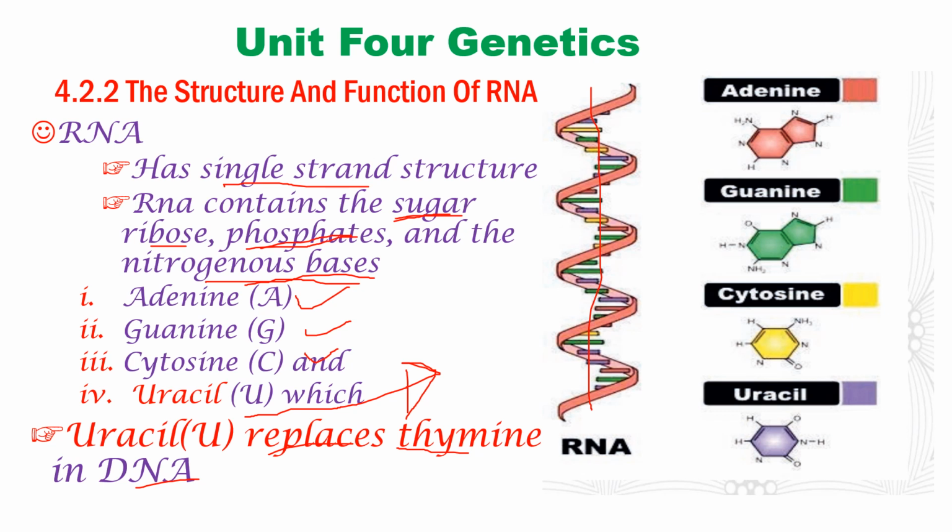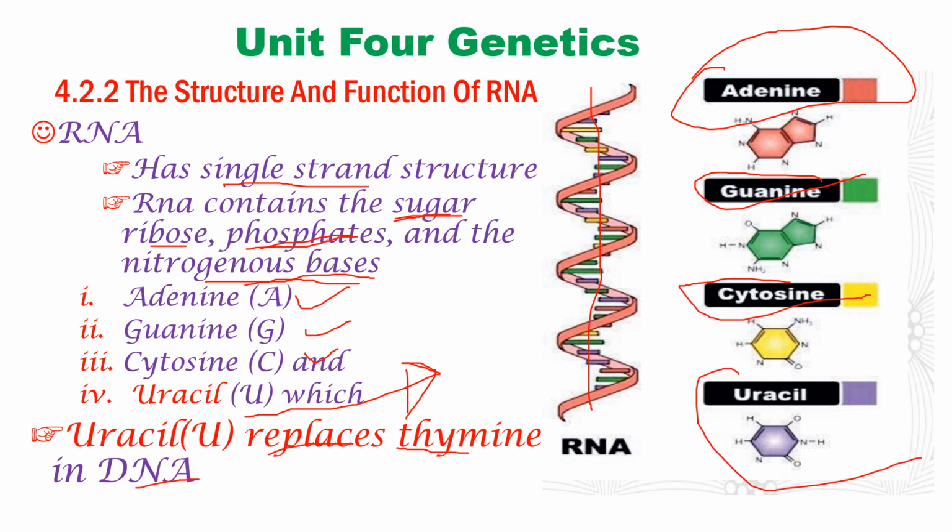So this is the chemical formula of RNA, the structure of RNA. Adenine here, guanine here, cytosine here, and also uracil here. This is the main difference that exists in the nitrogenous bases. Uracil is found in RNA, whereas thymine is found in DNA.